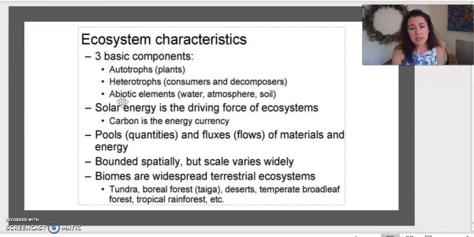Okay, I'm going to take a moment for this next point right here. This is super important. Solar energy is the driving force for all ecosystems. Let me rephrase that. Energy from the sun is what is fundamental to start and sustain all ecosystems. Now, within that ecosystem, carbon is the energy currency. So carbon is the element required for life. So if you are a living being, you have carbon within you. A good amount of it too.